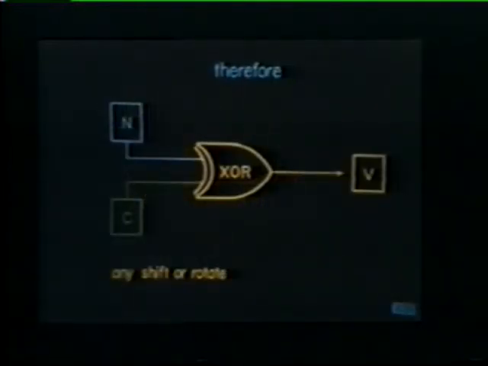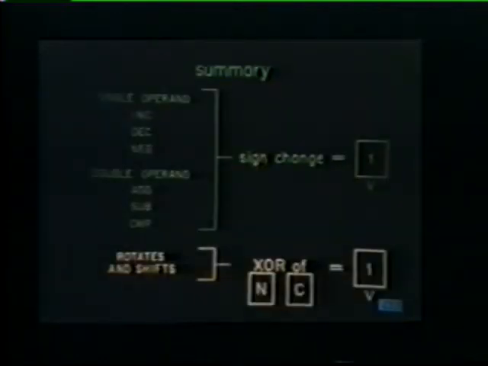Therefore, we can say for any shift or rotate instruction, the exclusive OR of the N and C bits set the V bit. In other words, when dealing with shifts and rotates, whenever the N bit or the C bit, but not both, is set, then the V bit will be set. Here's a summary of the overflow condition code.